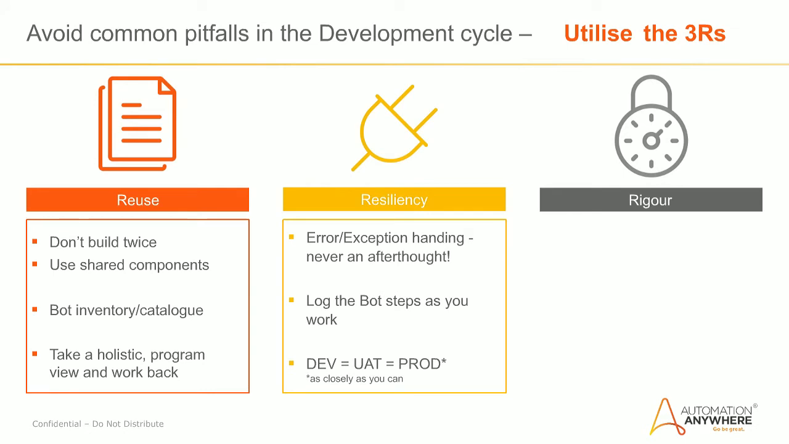The final key point, and this is in capital letters because it's pretty critical, and it's something that is always a challenge on an RPA delivery program, is that you need to try and get as closely as possible to equivalence between your development, your UAT, and your production environments. So this applies to two things.